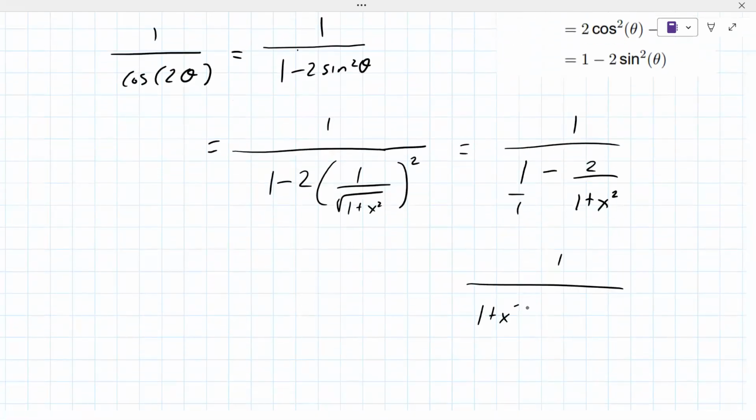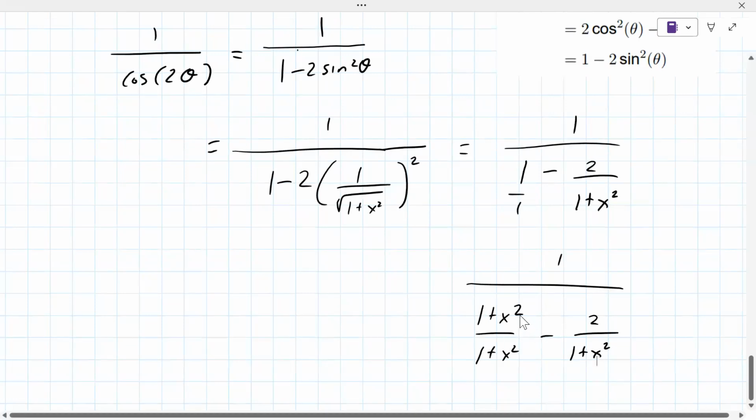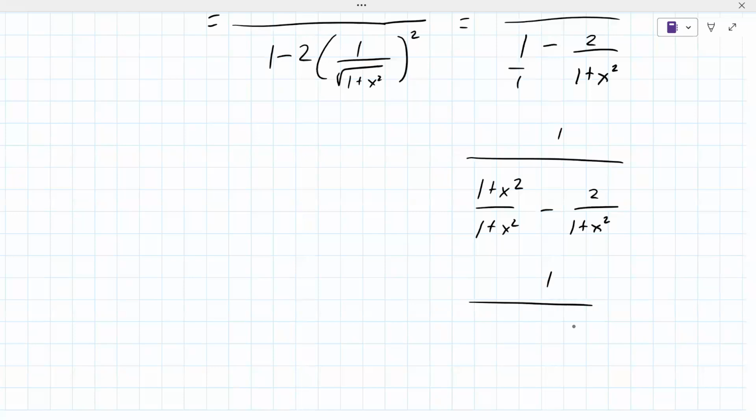You can hear this isn't very exciting. This is pretty dry, but this is what it appears that they're asking you to do. So then your numerator becomes 1 plus x squared minus 2, which is x squared minus 1, over x squared plus 1. And then you flip and you get x squared plus 1 over x squared minus 1 as your final answer. Which is way out of scope for regular trig class. It's kind of crazy.